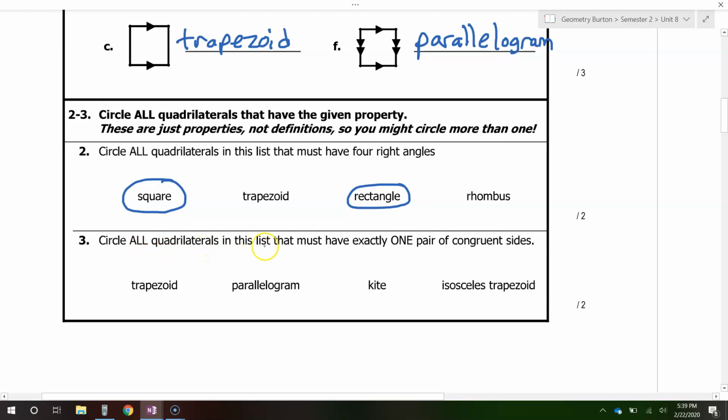Circle all quadrilaterals that must have exactly 1 pair of congruent sides. Well, okay, 1 pair of congruent sides. The only one that has that happening is an isosceles trapezoid. A parallelogram has 2 pairs of congruent sides, and so does a kite. A trapezoid doesn't have to have any congruent sides. So it has to be isosceles trapezoid. That's the only one.